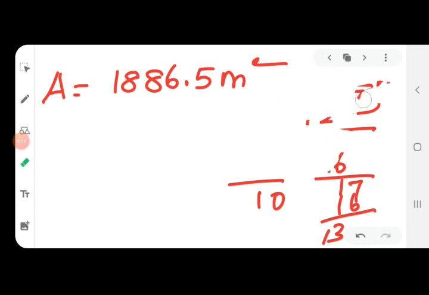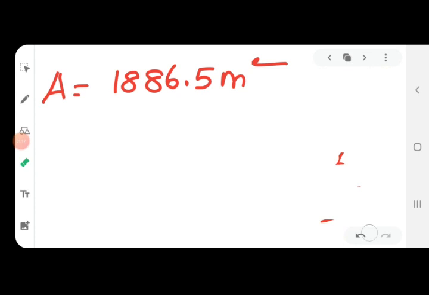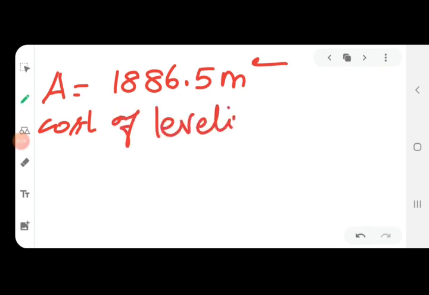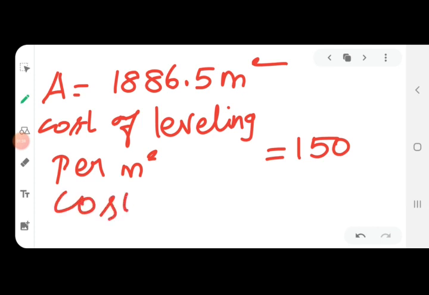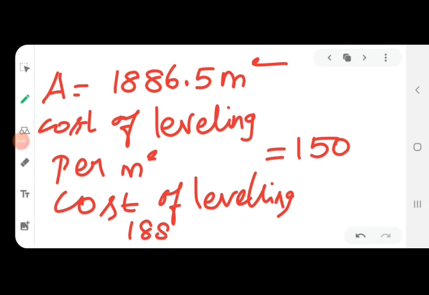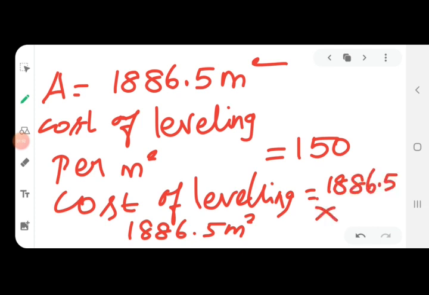Okay. Now we have found our area value. What do we actually have to find? We have to find the cost of leveling. They have given the cost of leveling per meter square as 150 rupees. So what is the cost of leveling the whole area? 1886.5 meter square equal to 1886.5 into 150. Now we are going to multiply.